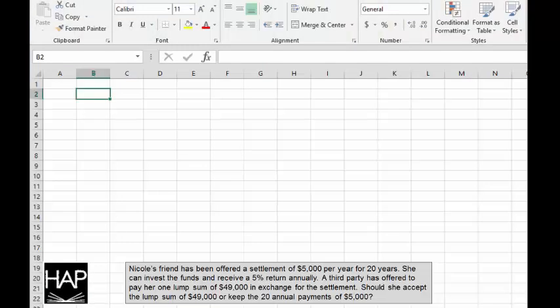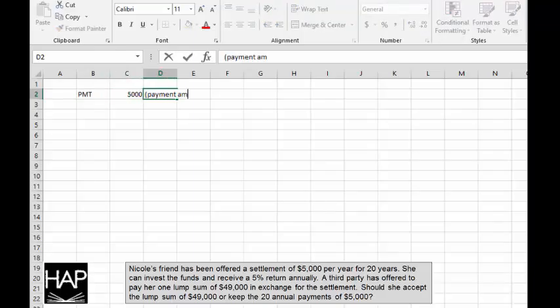In order to solve this problem using Excel, I'm going to begin again by entering the information that I know. I know that my friend has been offered payment amounts of $5,000 per year. I also know that the number of years that she's been offered this amount for is 20. And I know that she could get a rate of 5% return from the bank if she were to invest this amount as she got it. So this is the interest rate.